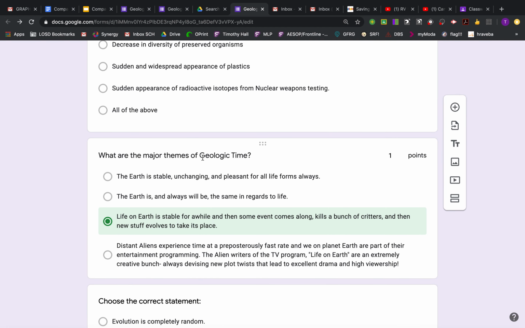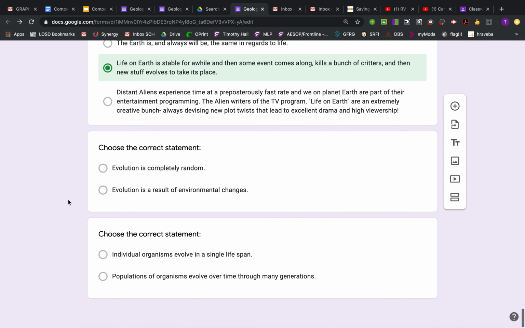What are the major themes of geologic time? Well, life on Earth is stable for a while, and then some event comes along, kills a bunch of critters, and then new stuff evolves to take its place, right? That's kind of the short synopsis of what has happened repeatedly over the course of geologic time. Choose the correct statement. Evolution is completely random. Evolution is a result of environmental changes.